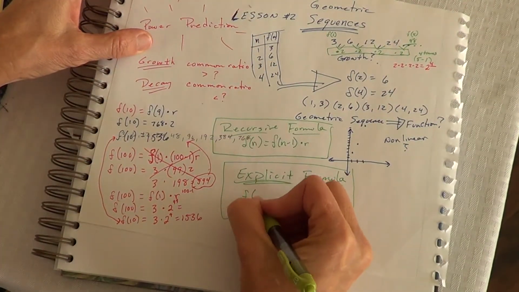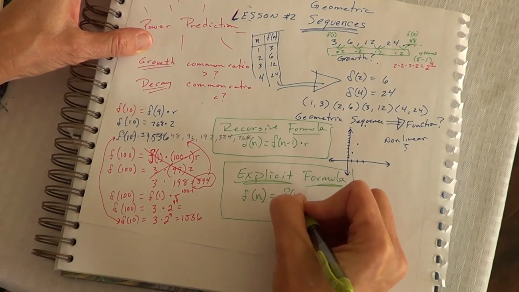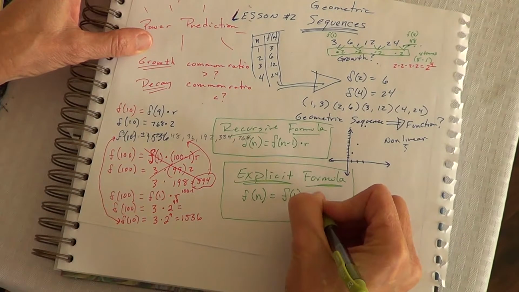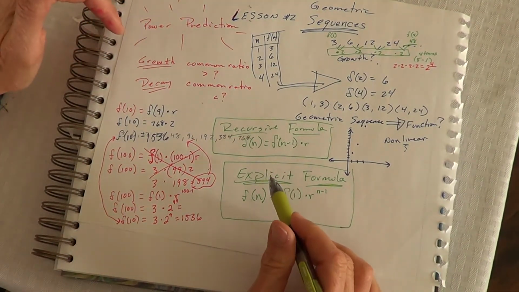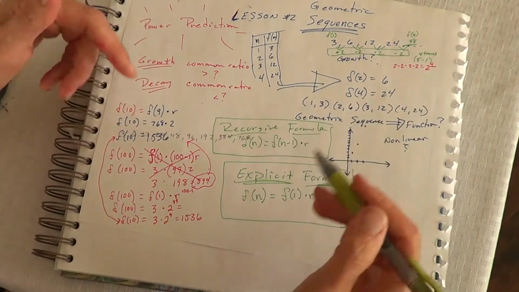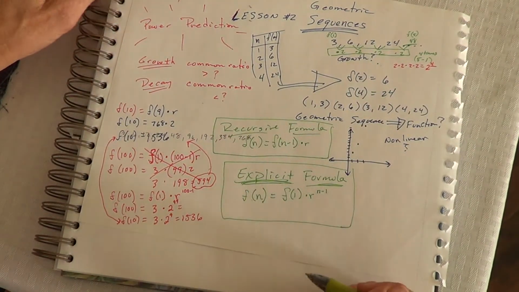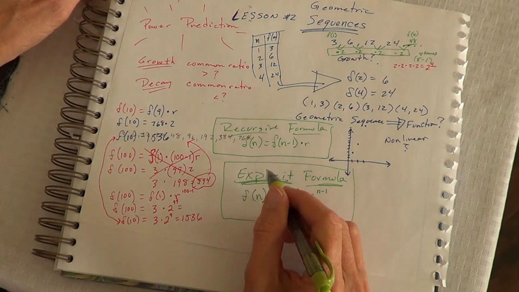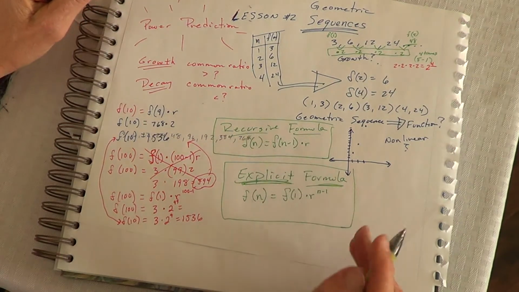Mistake free, it is f of n equals f of 1 times r raised to the n minus 1. One way that I always remember this formula, so it's kind of funny that I forgot it and made the mistake, is explicit has an exponent. Okay? Explicit exponent, recursive, recurs previous.